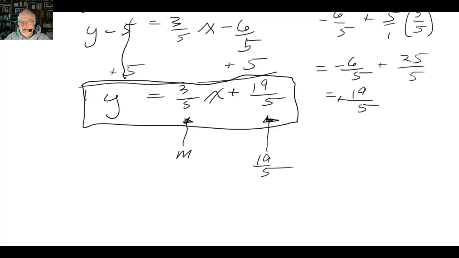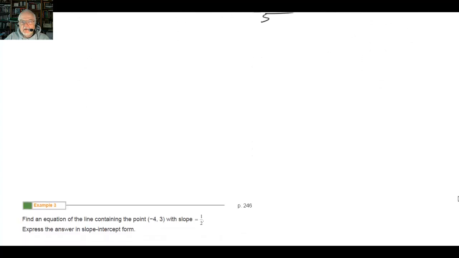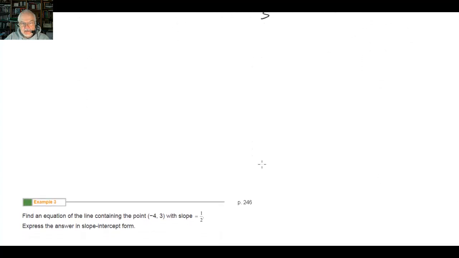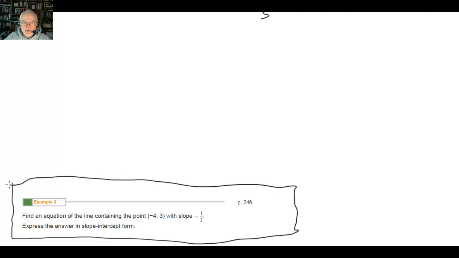Not bad. All right, if you followed that, if you understood it, now is a good time to test to see that you can do this on your own. And I would strongly recommend you do example 3 in the book on page 246, or just copy this from the video.